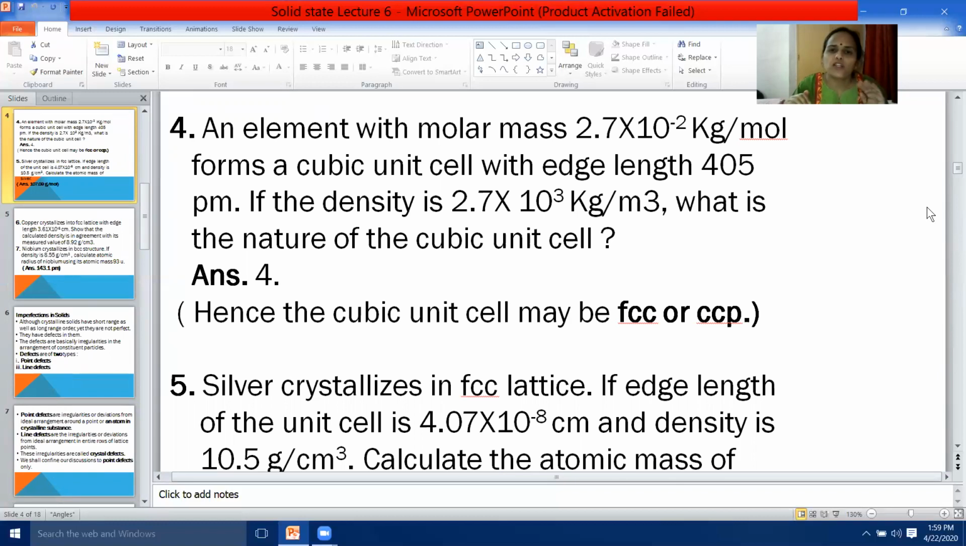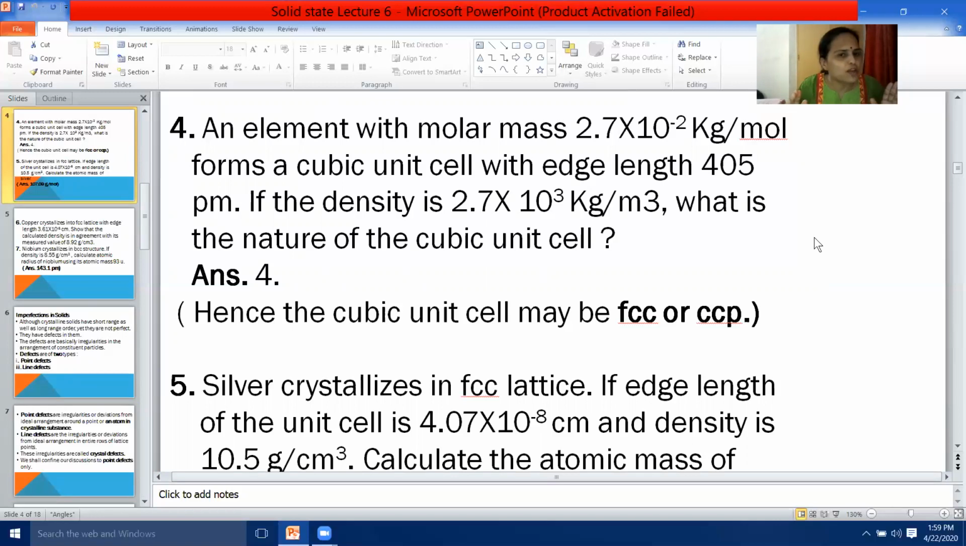So the first given value is molar mass, capital M. It is equal to 2.7 into 10 raised to minus 2 kg per mole. Cell edge length is given there as 405 picometer. So you need to convert this to meter, multiplied by 10 raised to minus 12 meters. So edge length here will be equal to 405 into 10 raised to minus 12 meter. Density is given here as 2.7 into 10 raised to 3 kg per meter cube. You need to calculate the value of Z there, number of atoms that are present per unit cell.